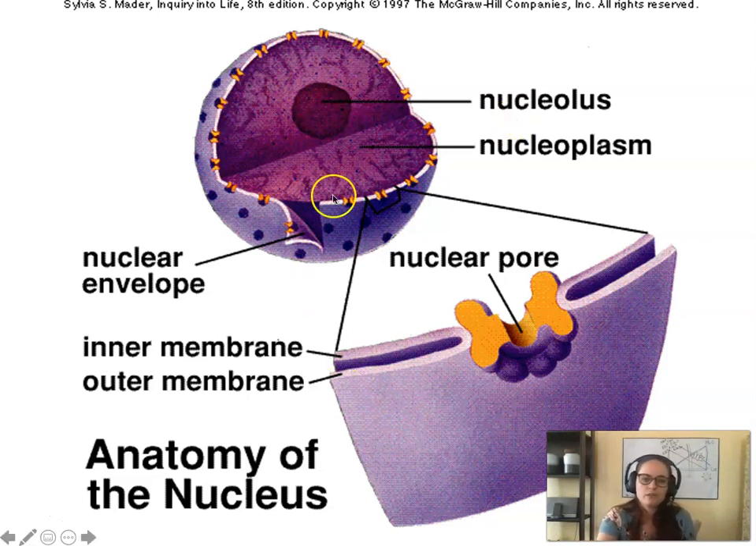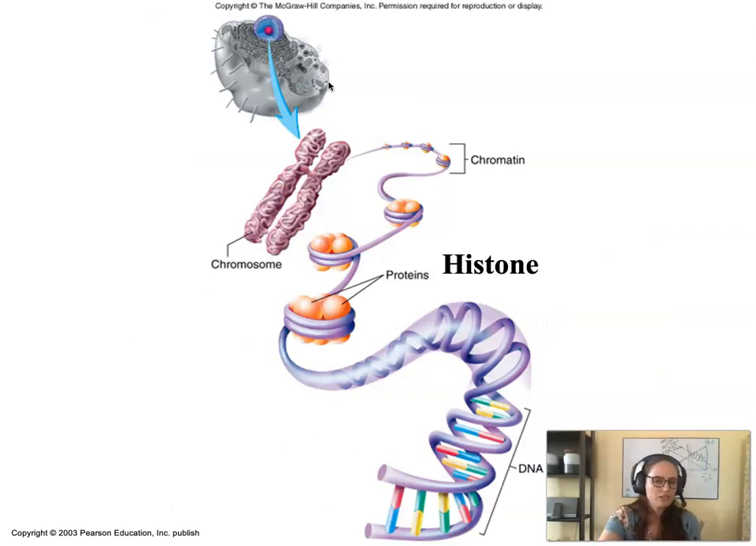Now, inside of the nucleus, we do have the genetic material, which could be in the form of chromosomes or chromatin. Chromosomes are wound, chromatin is loose. And we also have a structure known as the nucleolus, which is the site of ribosome assembly. That's where you are making ribosomes. We'll talk about ribosomes more in just a minute.